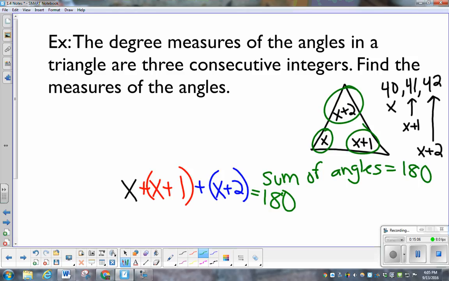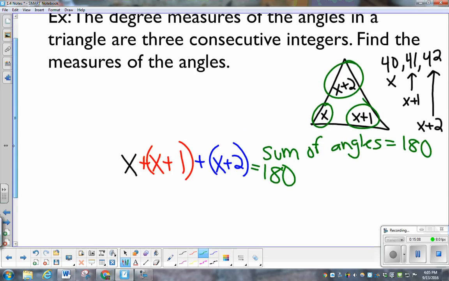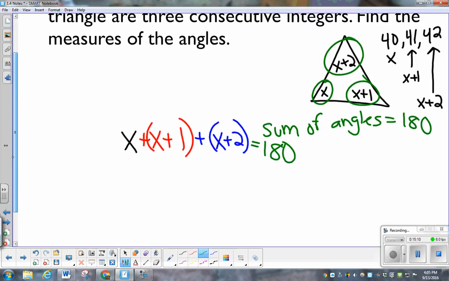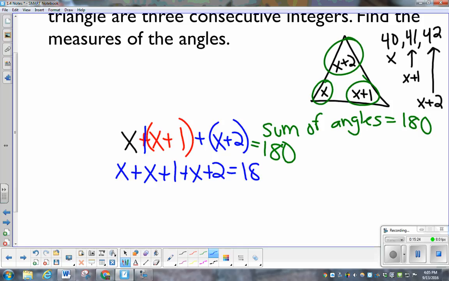So all I did was put these three in an addition problem because we know they should all add up to 180. Now, I put the parentheses in there just to make sure it was clear that these are three things we're adding up, but there's no real distribution to do because there's just a 1 on the outside of these. So if you want to take out the parentheses, we could do that. x plus 1 plus x plus 2 equals 180.